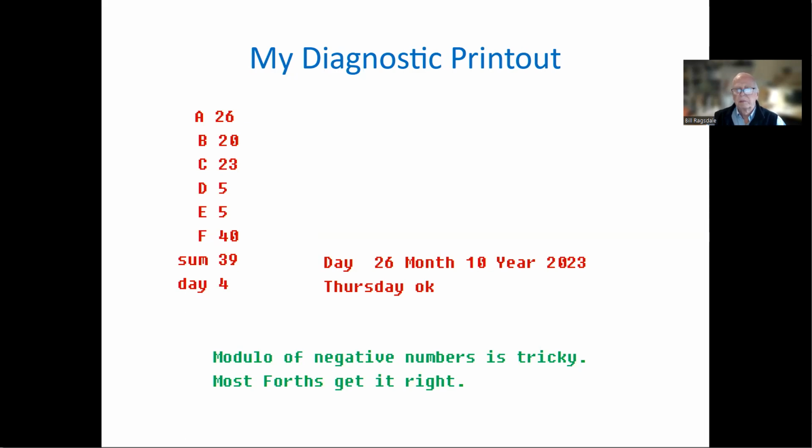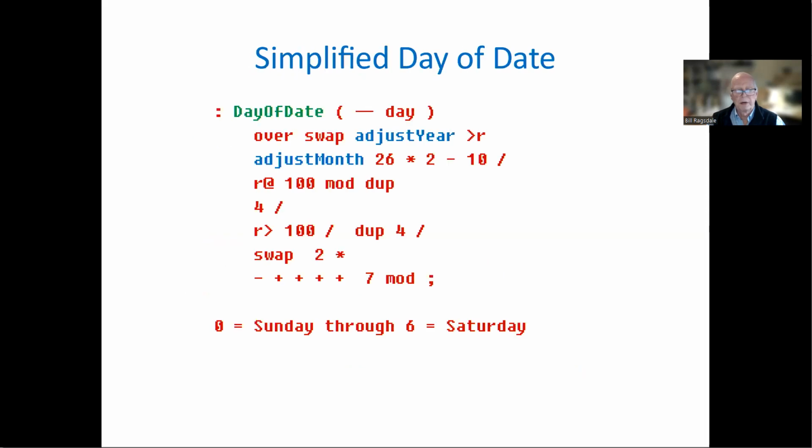Some of these summations come to be negative numbers, so we're doing modulo of negative numbers, and fortunately most Forths get this correct. I'm not sure about older Forths and some of the most primitive, but all the new Forths seem to get modulo of negative numbers correct. This is a simplified Zeller rule. We just stripped out all the comments and organized it in a little briefer fashion. So you see it's pretty mechanistic. We adjust the year, we adjust the month, we go through the calculations, all those modulo and divisions, come down to mod 7 at the very end, and that gives us the day number 0 through 6.